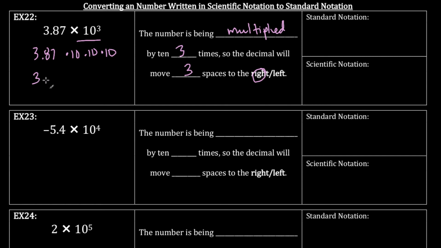So let's just go ahead and do that. 1, 2, 3. Don't forget to write your decimal. Don't forget to write the arrowhead. Don't forget your zeros for placeholders. So the standard number was 3,870. The scientific notation was 3 and 87/100 times 10 to the third power.